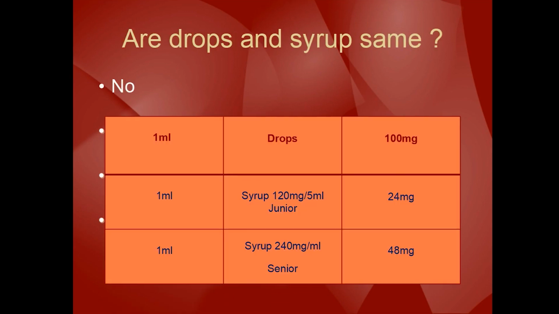Are drops and syrup the same? No. You can see that in 1 ml of drops there is 100 mg, whereas 1 ml of junior syrup only has 24 mg. 1 ml of the senior syrup will have 48 mg. So definitely they are not the same.